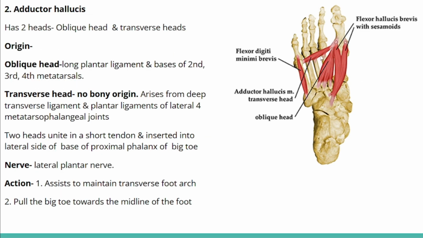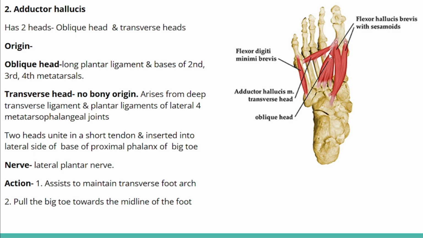Then the next muscle is adductor hallucis. Now it has two heads, with origin from two different regions: the oblique head and the transverse head. The oblique head arises from the long plantar ligament and the bases of the second, third and fourth metatarsals. And the transverse head has no bony origin but arises from the deep transverse ligament and plantar ligaments of the lateral four metatarsophalangeal joints. Now these two heads unite in a short tendon and insert into the lateral side of the base of the proximal phalanx of the big toe.